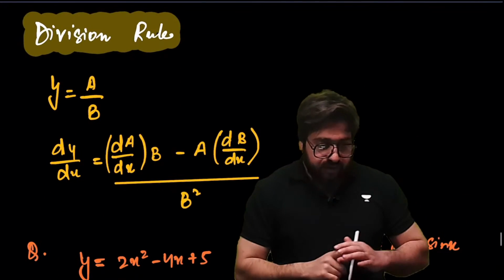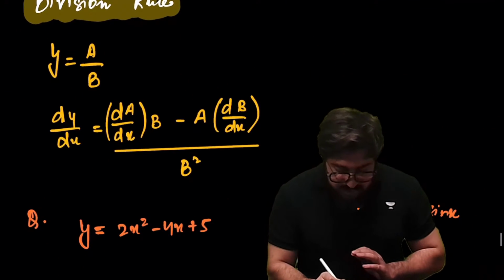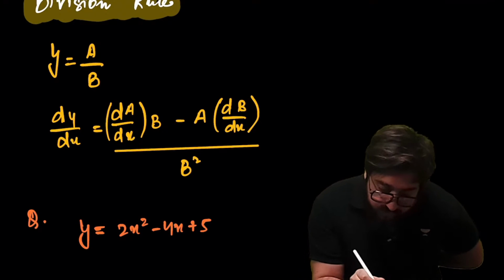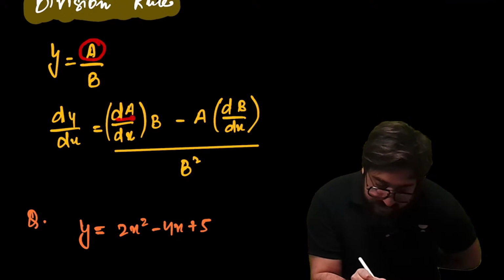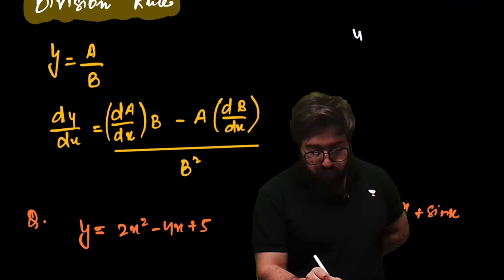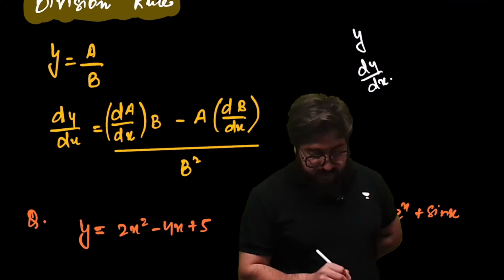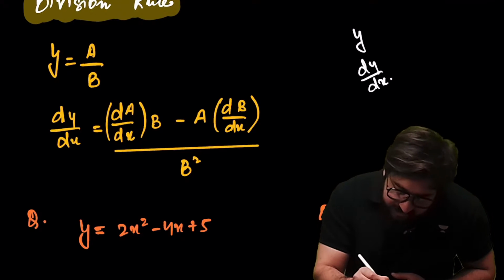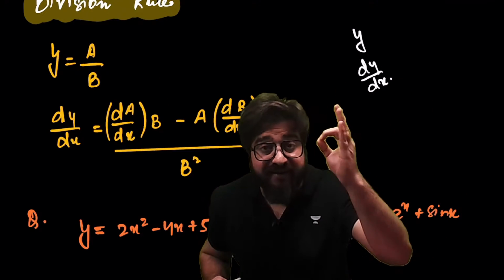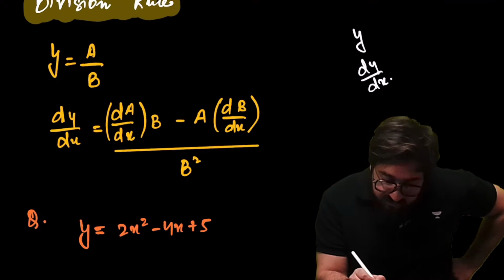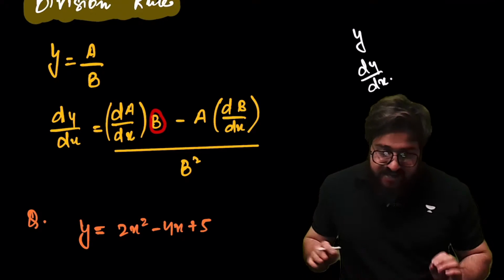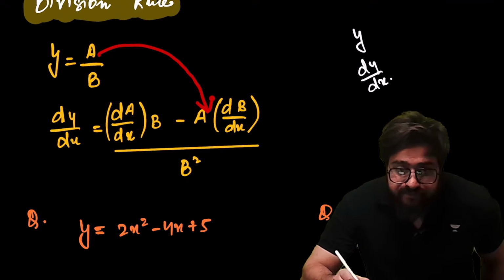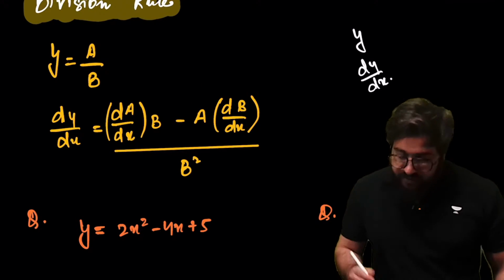Now we have the division rule. Let's suppose you have a function y is equal to a divided by b. How to differentiate this? First, you will do the differentiation of a, dA by dx. This means differentiation. If I say y, its differentiation is dy divided by dx with respect to x. So we say dA divided by dx, and then keep b as it is. If you have a divided by b, you differentiate a and keep the b as it is. Then we say minus, keep the a as it is and differentiate b, divided by b square.